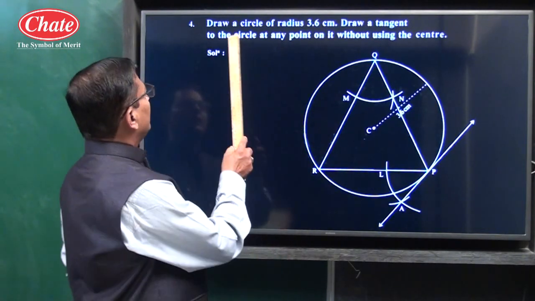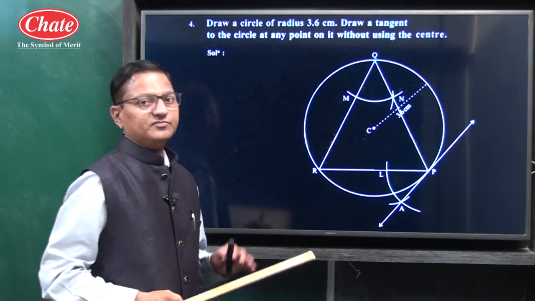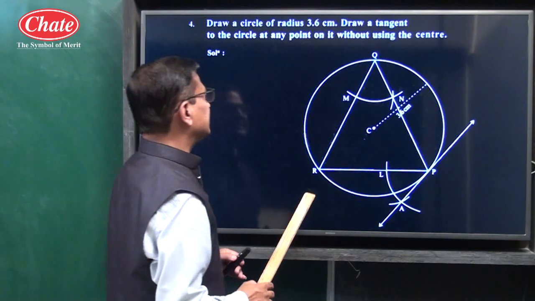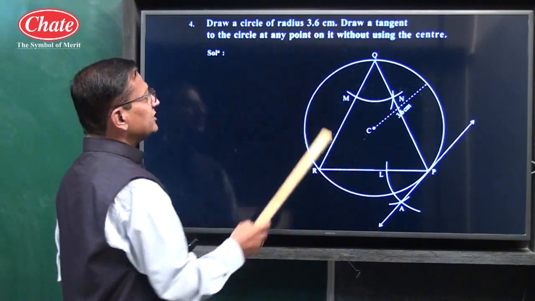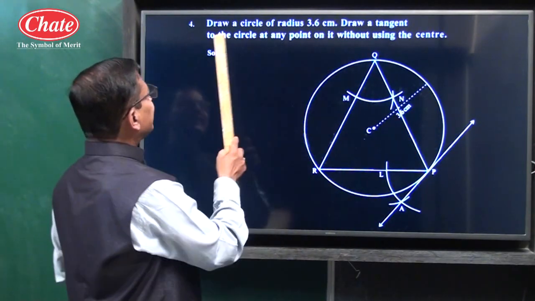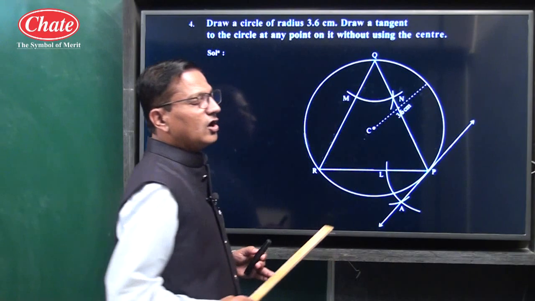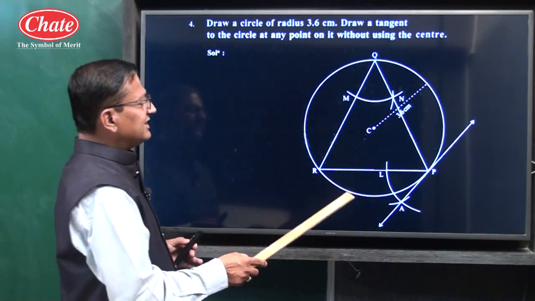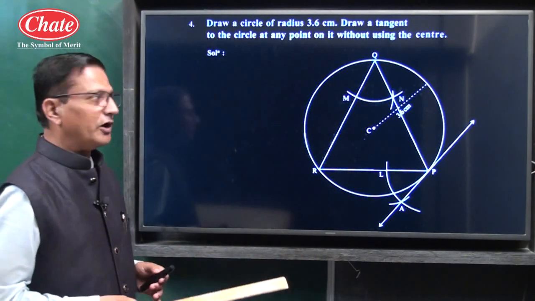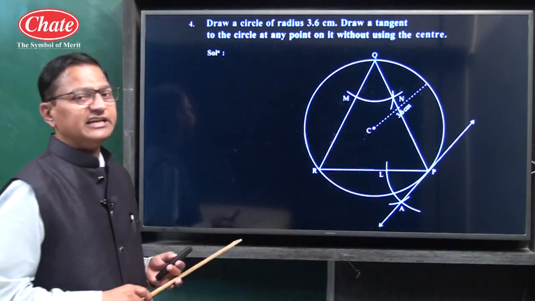Second type, draw a tangent to the circle without using center. The first type is with using center. Here is without using center. See here, take radius 3.6 and draw a circle. After that, draw a tangent to the circle at any point on it. Take any point P on the circle. After this, take another 2 points R and Q on the circle. Any 2 points. Draw a triangle RPQ which is inscribed in the circle.